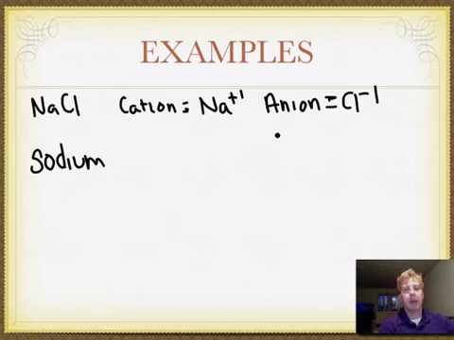Then I look at my anion. Cl is just one atom, so it's not a polyatomic ion. I'll go to the periodic table and notice that Cl is the element symbol for chlorine. When I go to write it though, instead of writing chlorine, I'm going to change the ending to chloride.